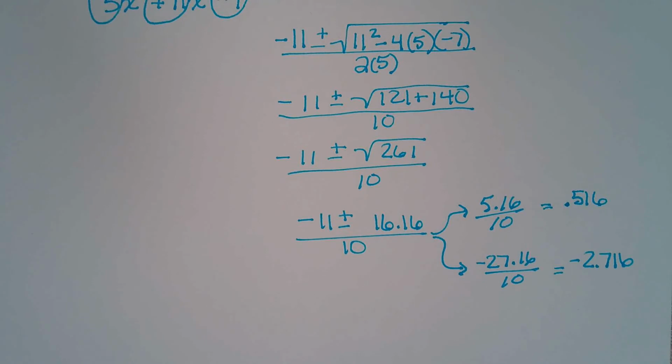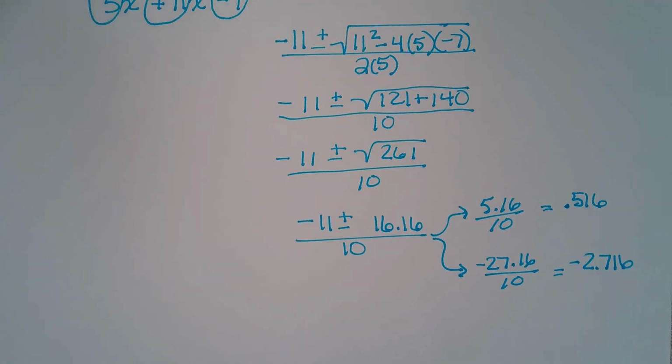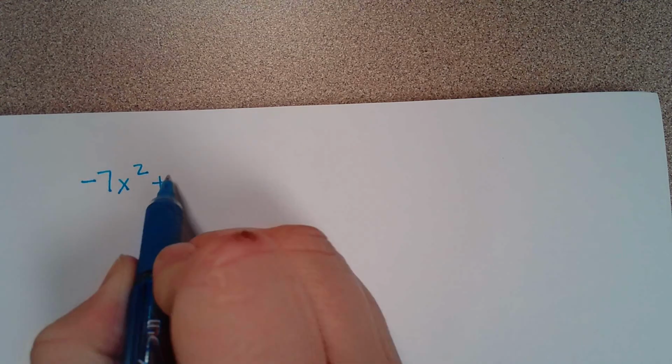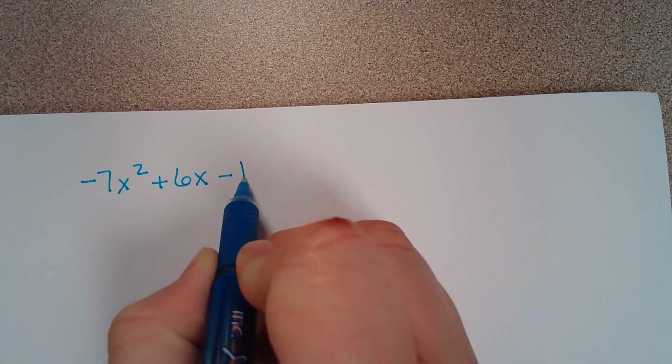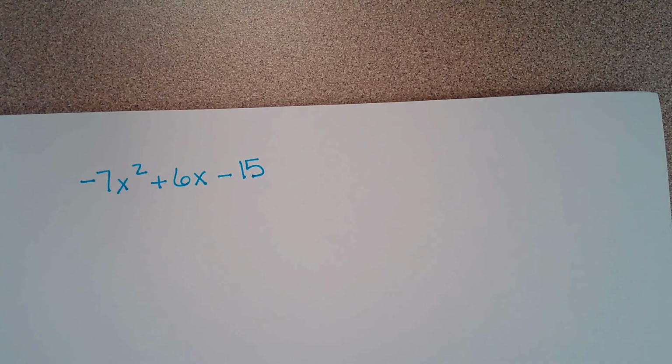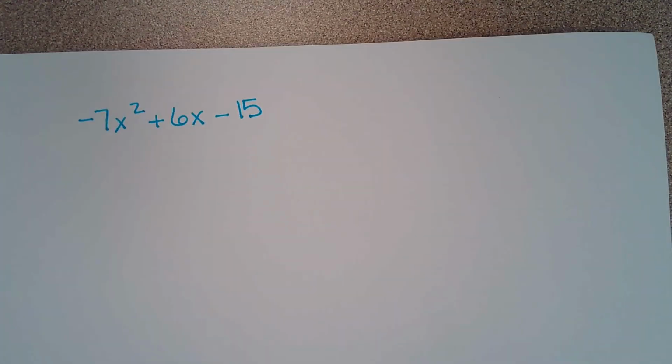Now, do I have questions over this? Let's try one on your own, and then we will see how you guys do. So this last one we're going to do is negative 7x squared plus 6x minus 15. So try that at your seats and see what you get. Remember to watch your signs. Does everybody have a calculator? Does anybody need one? Okay.